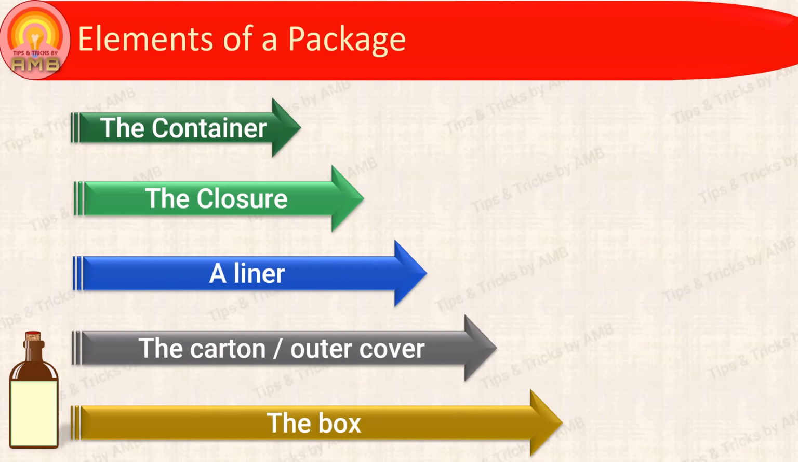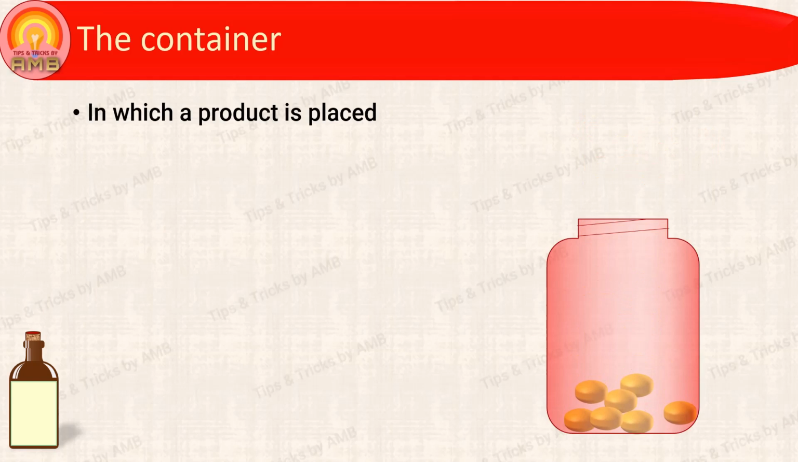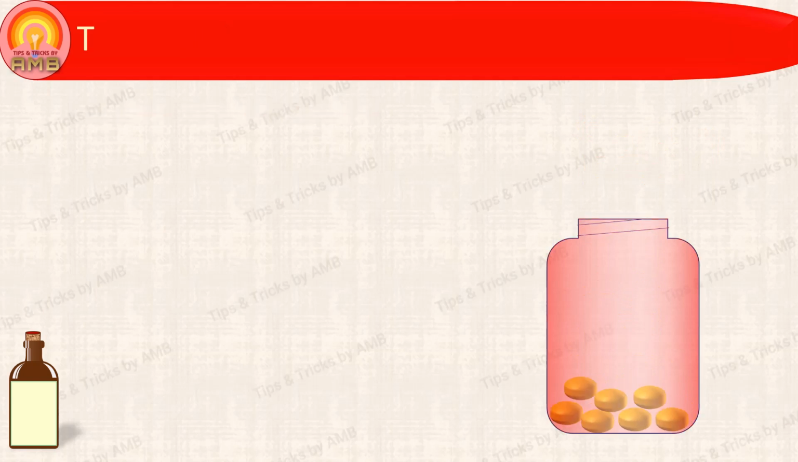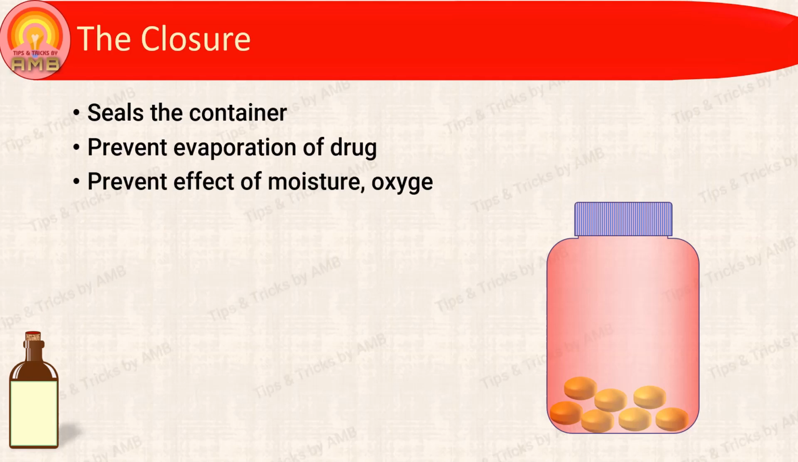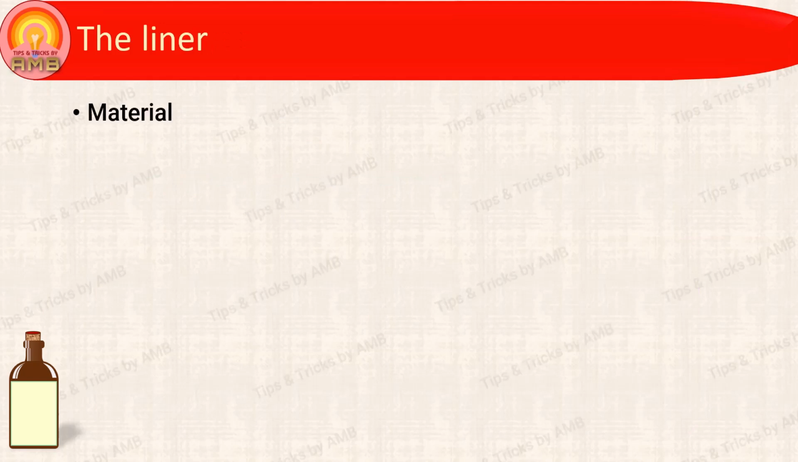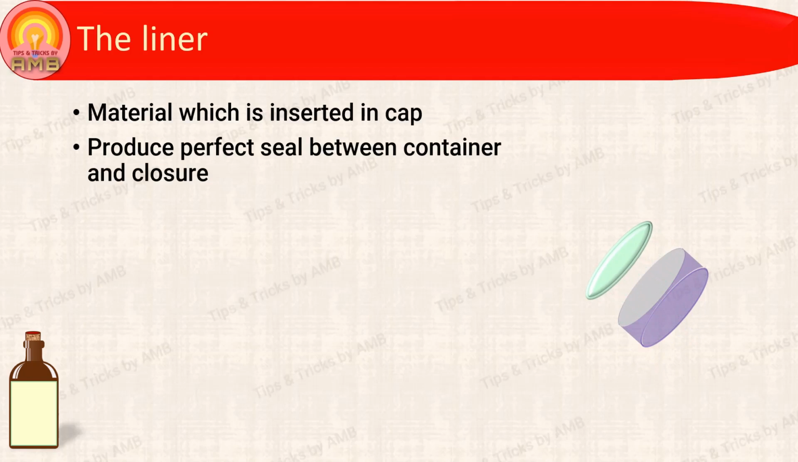The first element is the container. The container is the element of a package in which a product is placed. The next element is the closure. The closure is the element that seals the container and prevents evaporation of the drug and prevents the effect of moisture, oxygen, bacteria, etc. on the drug. The next element is a liner. Liner is a material that is inserted in the cap which produces a perfect seal between container and closure.